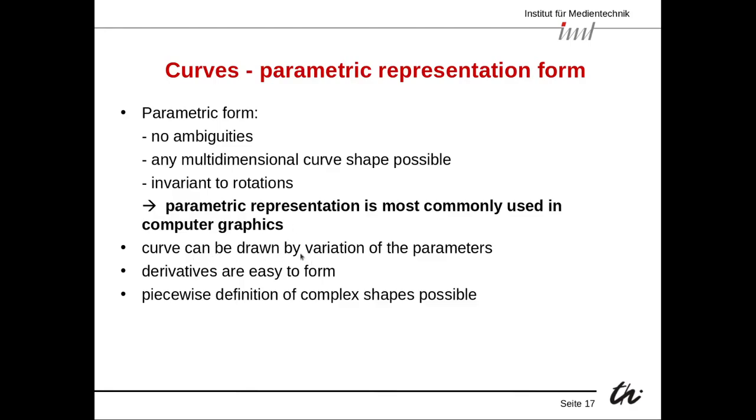The curve can be drawn by variation of the parameters, like the t that we just saw. This gives us a curve in 2D or 3D. If we have two helper variables like u and v, then we can have a surface in 3D. Also, derivatives are easy to form because we can easily compute the derivative of those functions. And the piecewise definition of complex shapes is also possible, where we can basically append piecewise surface patches.